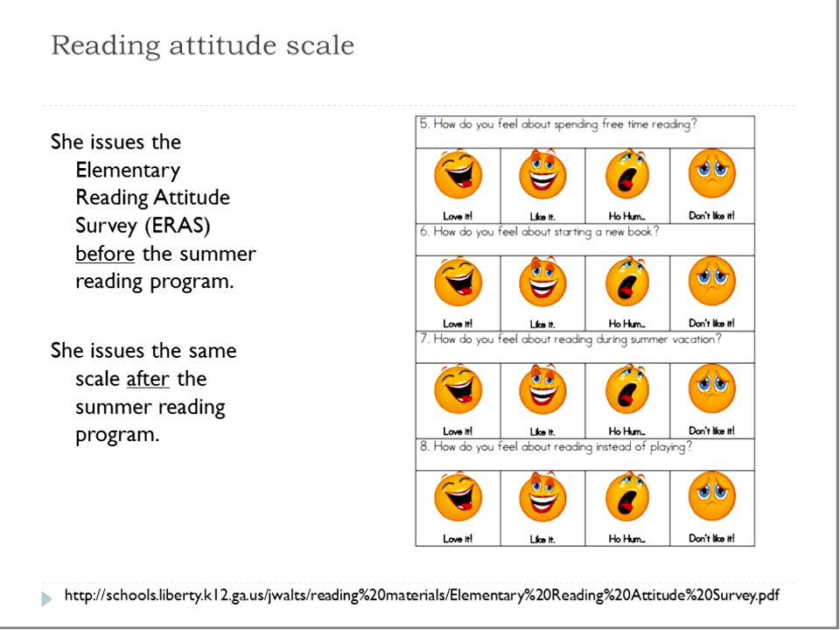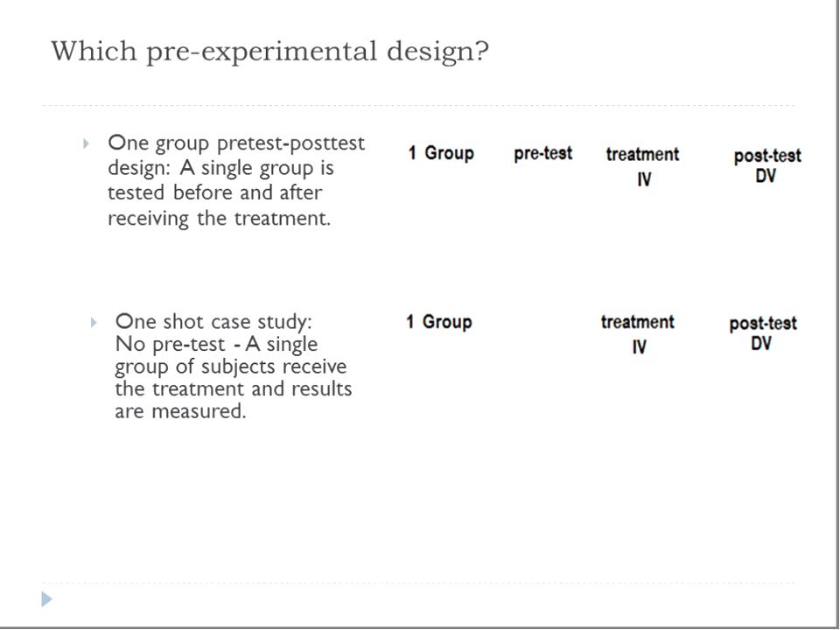And I think you saw this before in the other lecture on inferential statistics. But I'm giving you a slightly different scenario here. She's using just one group of students, 30 students, same 30 students. She issues the elementary reading attitude survey before the summer reading program. This is a much simpler design. She doesn't have to deal with the schools. She can issue this before they start their summer reading program, and she can make it sort of a fun thing. And then she issues the same scale after the summer reading program.